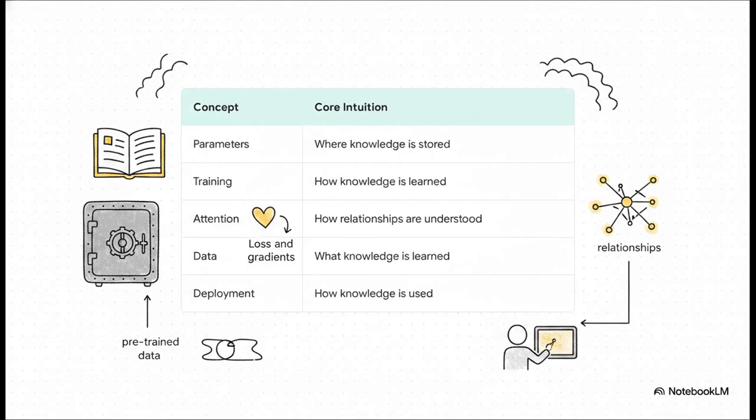Let's synthesize the core intuition of what we've just built together today. Look at how beautifully simple it really is when you break it down like this. The pre-trained data dictates what is learned. The training process, with its losses and gradients, dictates how the knowledge is learned. The attention mechanism figures out the relationships. And the parameters? They act as the physical vault where all that knowledge is locked in and stored. All of this culminating in deployment, where we actually get to use it.